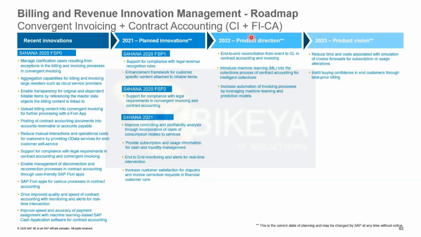Right, and the product vision is a bit further ahead for the 2023 release, but we will never end in our developments and in our BRIM story with convergent invoicing and FICA. We have in mind to provide some simulation capabilities. If we have to deal with usage, we want to have some estimation capabilities to provide this knowledge to our customers: if he is supposed to subscribe to a service, what will be the monthly invoice?